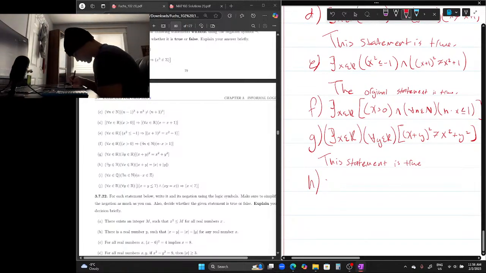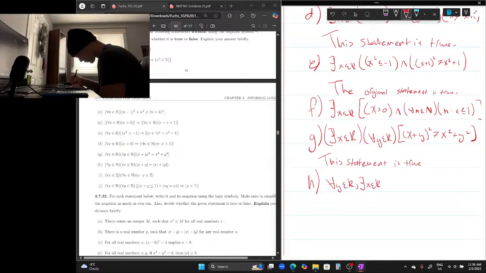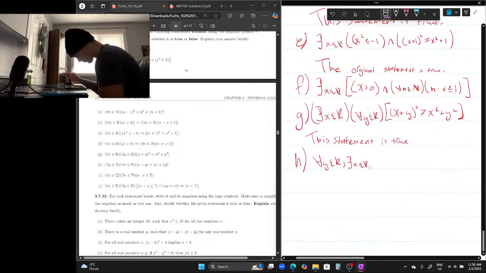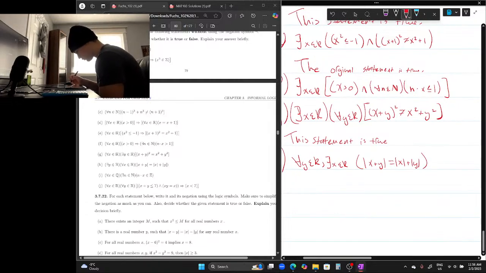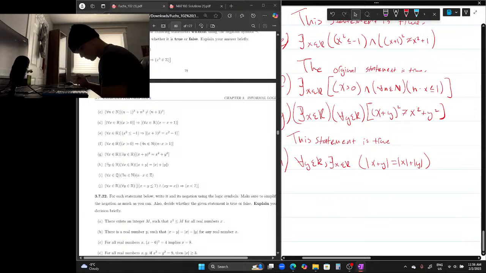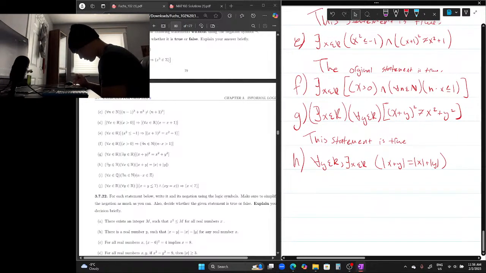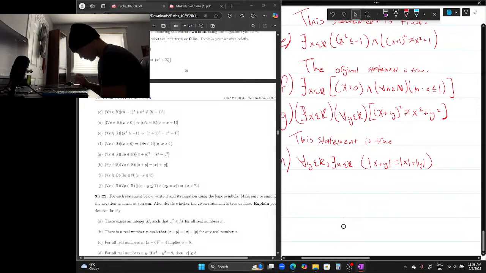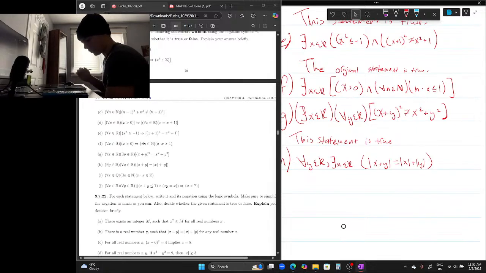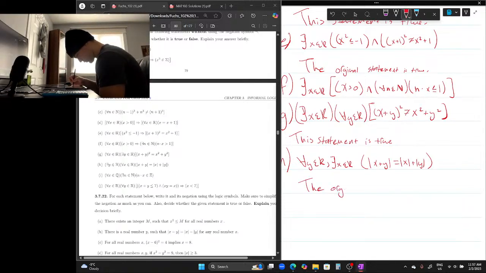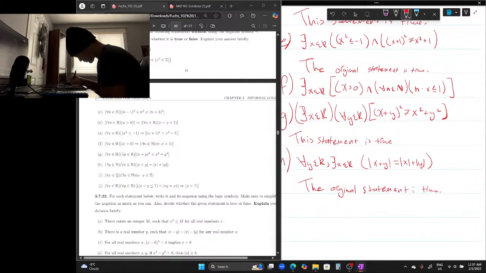H, for all y in R. For this statement, there is a y in R. This is true just when y is equal to R. And then the negation will also be true.